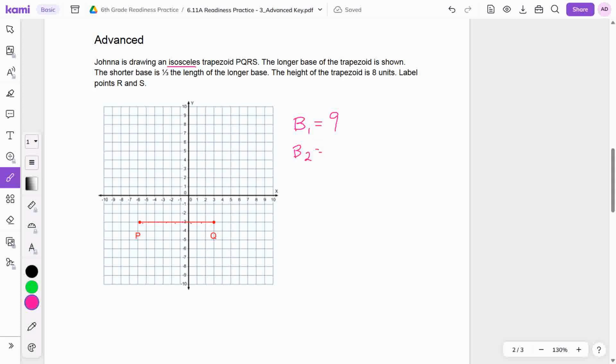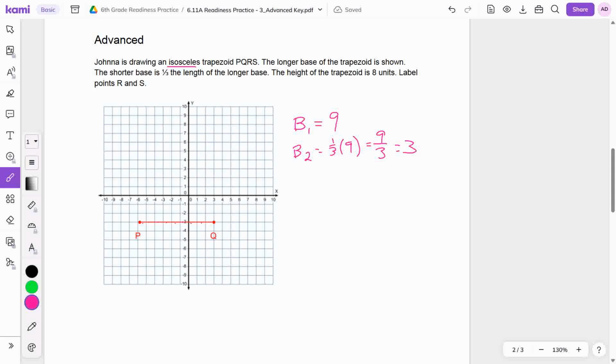Then base 2 is the shorter one. It says it's 1/3 of the longer base, so it needs to be 1/3 of 9. If I take 9 and cut it into 3 equal parts, that's 9 divided by 3, which equals 3. So my shorter base needs to be 3 units, and then I need a height of 8 units.